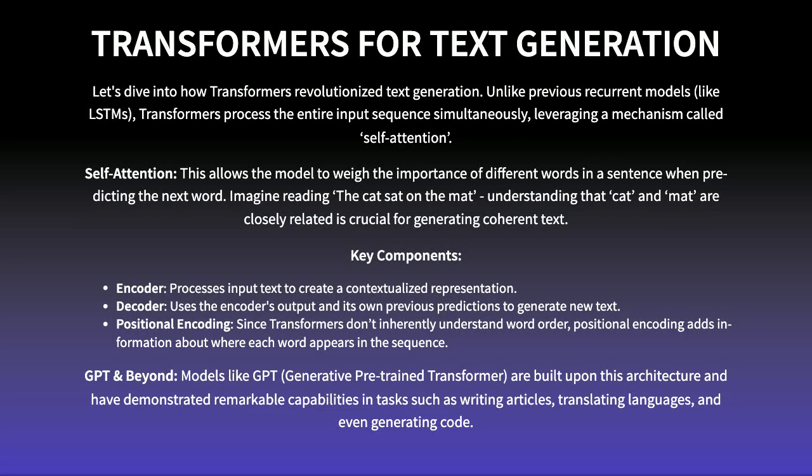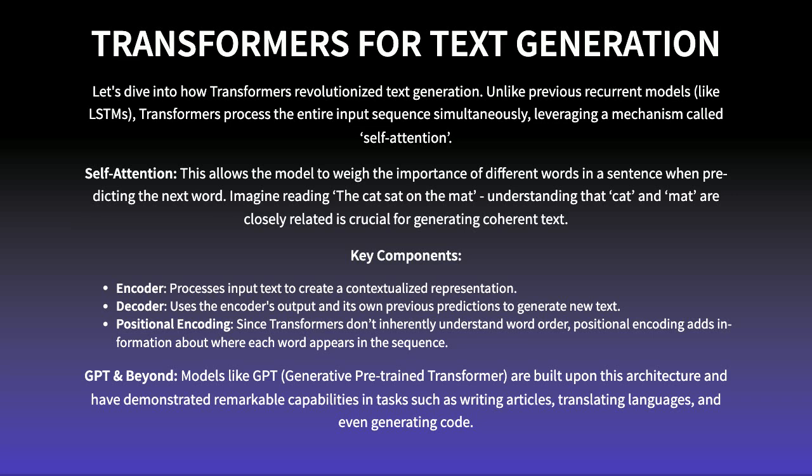Okay, so let's talk about transformers. They've completely changed the game when it comes to creating text. Instead of processing words one at a time like older models, transformers look at the whole sentence all at once. This is thanks to something called self-attention, which basically helps the model understand how important each word is in relation to every other word. Think about it like reading a paragraph.